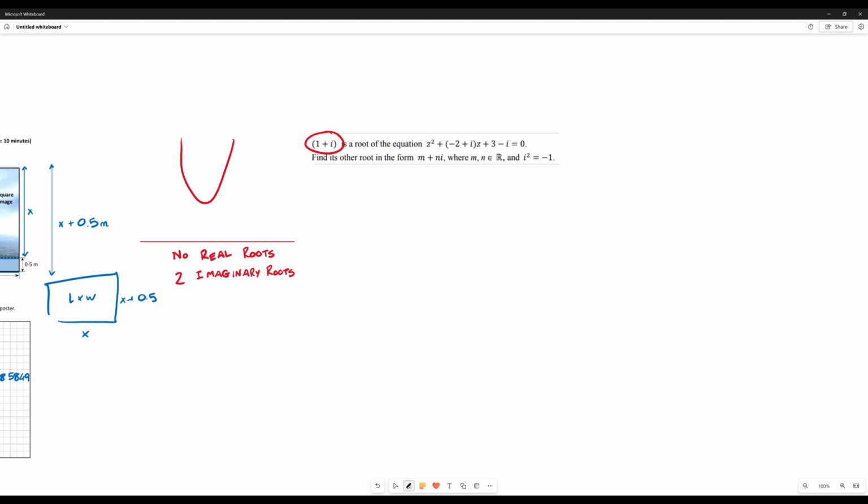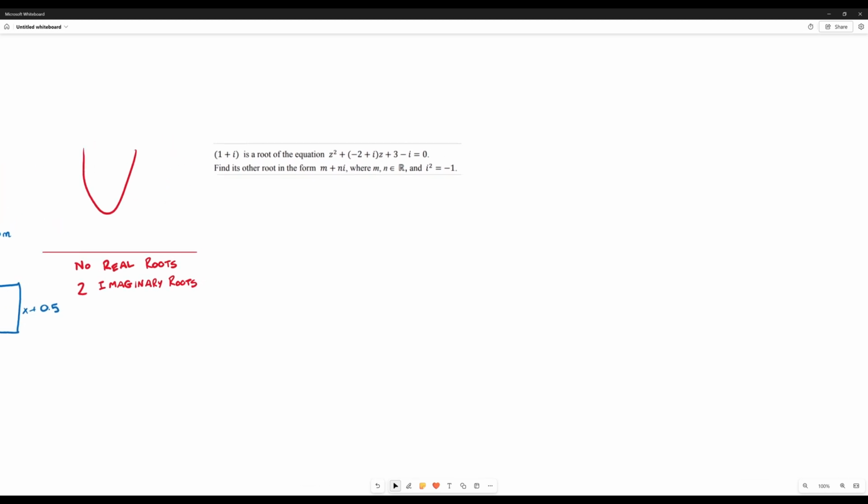So you notice in this one, it says 1 plus i is a root of this equation. Find its other root in the form, same shape, but with numbers in place of the m and the n. That scares me. Don't look at it then. One thing you want to watch out for in this question, and I don't really want to bring it up because it's going into complex numbers, which I do have a video on, so it's probably mentioned in there, but I'm going to do it anyway.